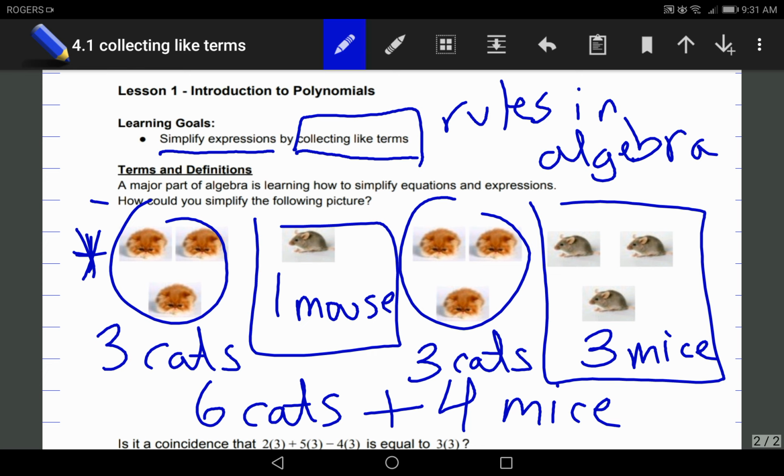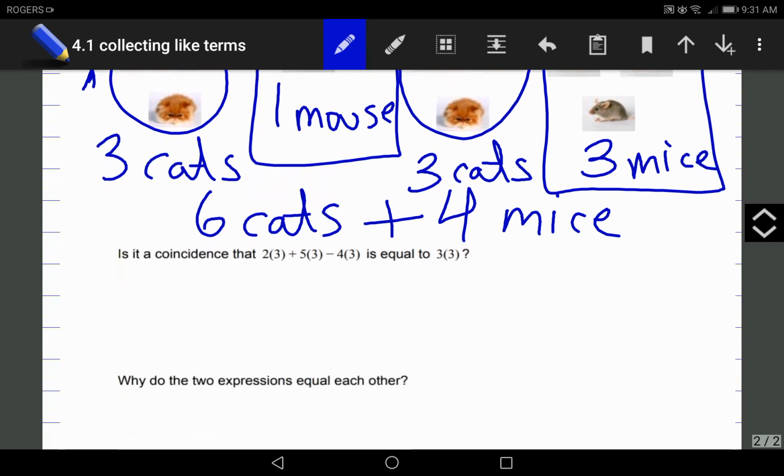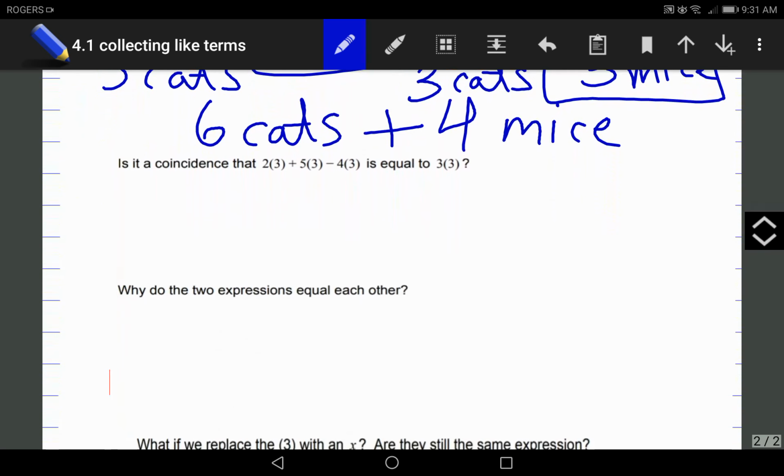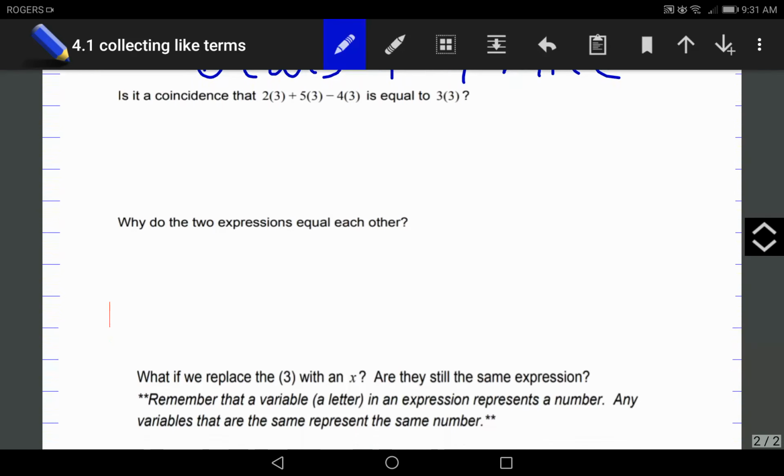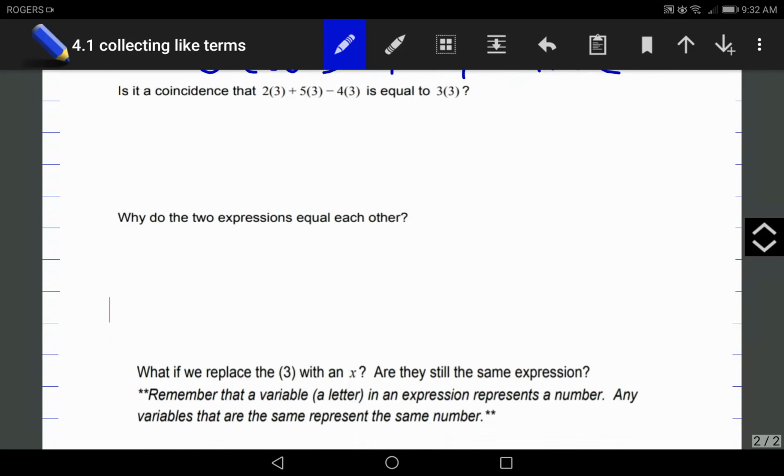It is about simplifying or collecting, in this case, pictures, but in our case, when we do it mathematically, it's going to be called like terms. So instead of like pictures, they're going to be like terms. Okay, and we're going to look at what that means. So that's essentially what we'll be doing, and obviously it's going to get more involved as we go. But let's continue to explore this idea of collecting like terms.